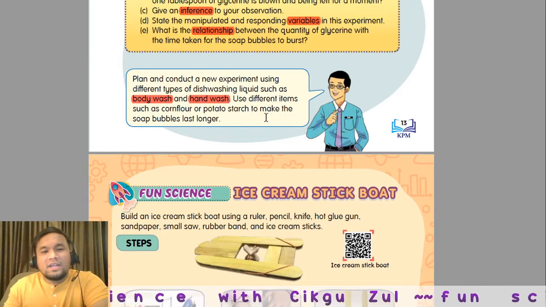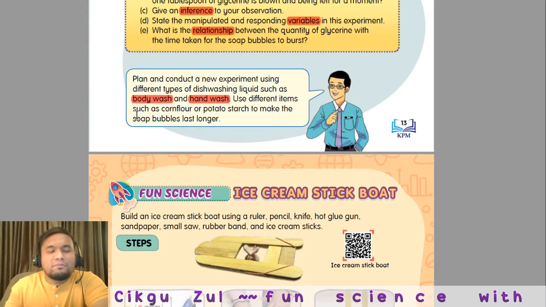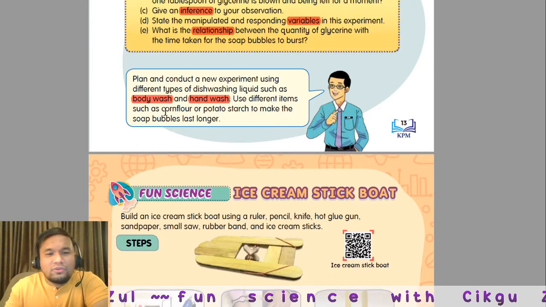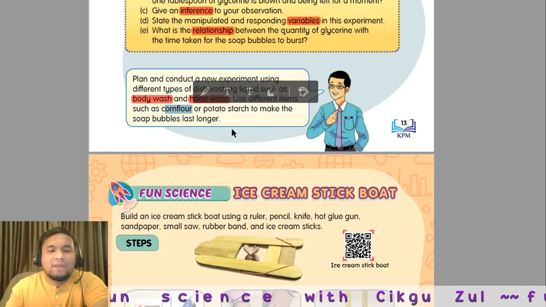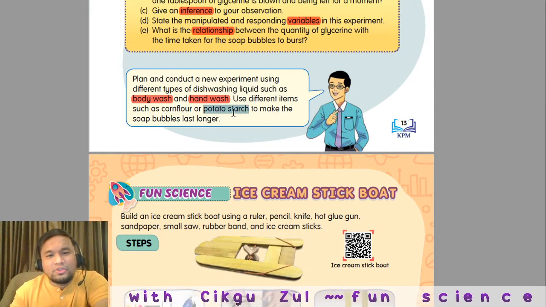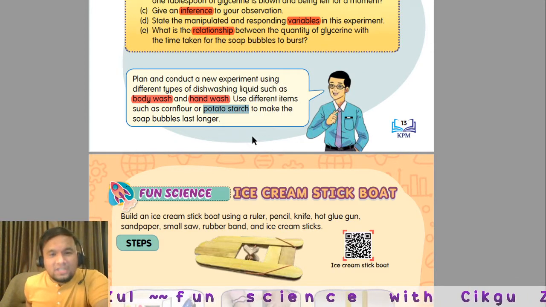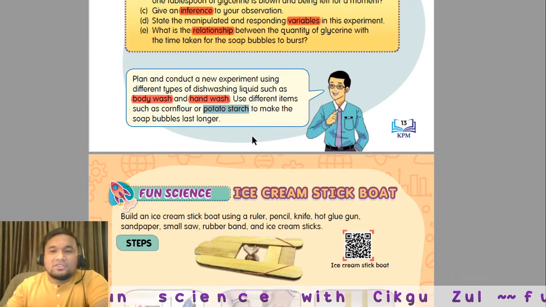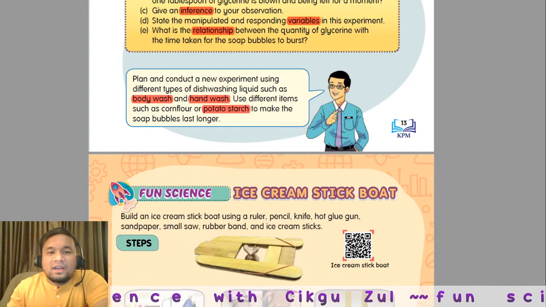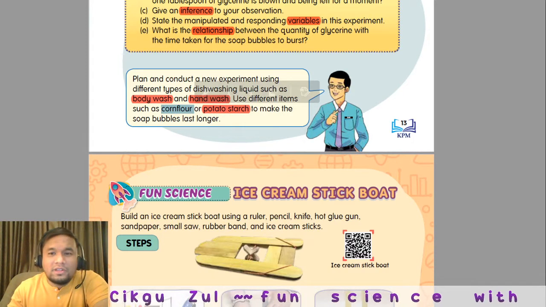Okay, and you can also use different items of mixture di dalam sana. Kamu nak guna corn flour, boleh. Apa tu corn flour? Tepung jagung ataupun potato starch, tepung ubi ataupun tepung kanji pun boleh juga. Okay, so saya highlight dekat sini. Another alternative. Kamu tahu apa alternative?